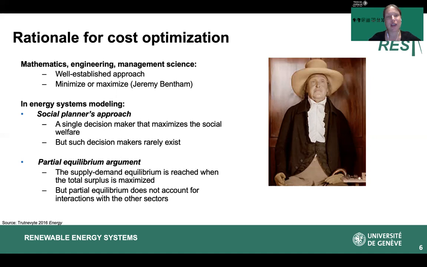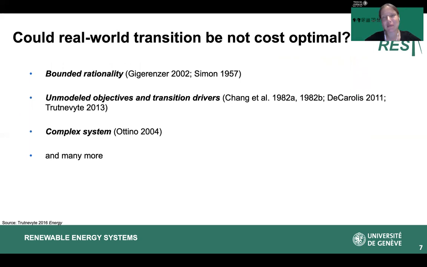Could the energy transition be not cost optimal? Well, I think many of us would agree that it can and that it is. We have, of course, bounded rationality. First of all, what is rational and what is the utility of the different actors is defined differently by these actors, but also there are all kinds of deviations in terms of not being able to make fully rational decisions. There are multiple unmodeled objectives and transition drivers that we simply cannot or do not represent in the models. And anyway, the energy system is such a complex system that it's difficult to steer it to the single point of cost optimality that we would like to. And there are many other reasons why cost optimization might not be quite a good proxy for the real world transition.